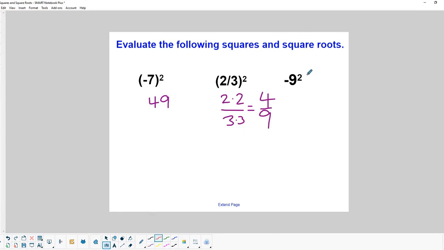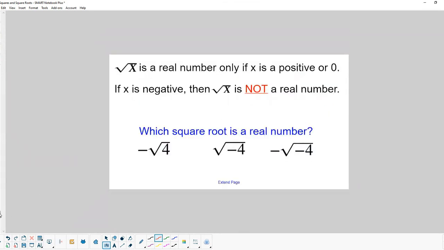All right, and my last one, I've got the negative of 9 times 9, which ends up being negative 81. All right, you're getting the idea? Okay, now this symbol, the square root symbol, is a real number only if x is positive or if it's 0. If x is negative, then the square root is not a real number.